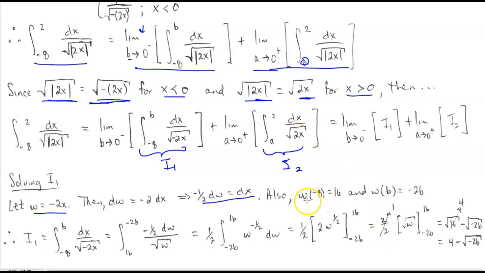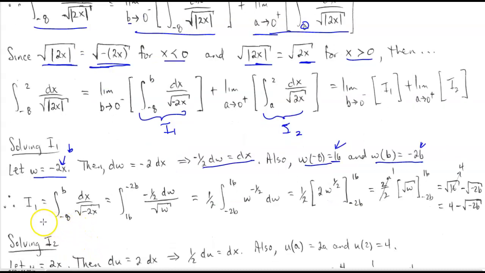We also translate our limits of integration that are in terms of x to being in terms of w now. If I plug in -8 for x here, -8 times -2 gives me a positive 16, so that's why you see that. And if I plug in b for x, that would just give me -2b. So that's where you get those new limits of integration from.